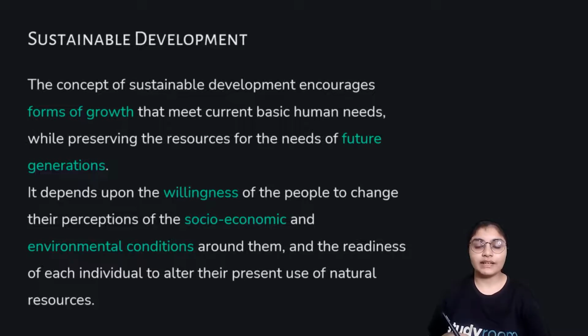It depends upon the willingness of the people to change their perceptions to the socio-economic and environmental conditions around them, and the readiness of each individual to alter their present use of natural resources. So this is basically a concept which teaches us to manage the natural resources well and to help preserve them for the needs of the future generations, and also to fulfill the socio-economic and environmental conditions that exist right now. So this is just a very basic concept which has been introduced to save the environment as well as to sustain the human race for a long period of time.